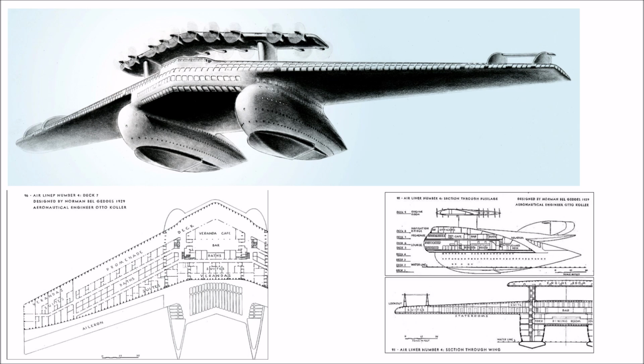Veranda, cafe, bar, bathrooms, suites for sleeping in, restaurants, cafes, big dining room, and then, of course, lots of support staff. Pity such a thing was never actually built. I don't know if it would have gotten off the ground or off the water. It was an amphibious airplane. But he did actually work with an aeronautical engineer on the design of it, so there's probably some possibility it might have flown.